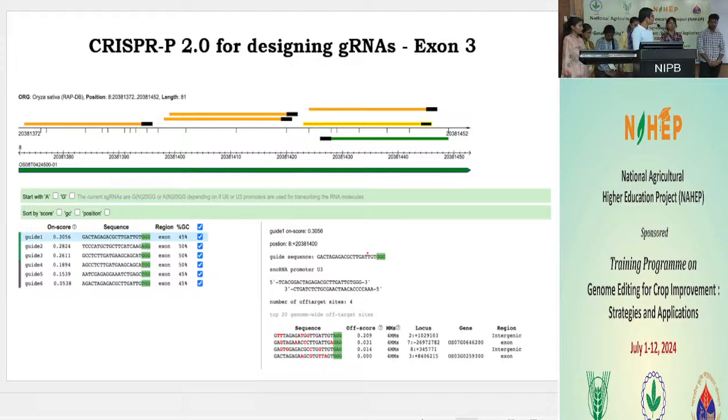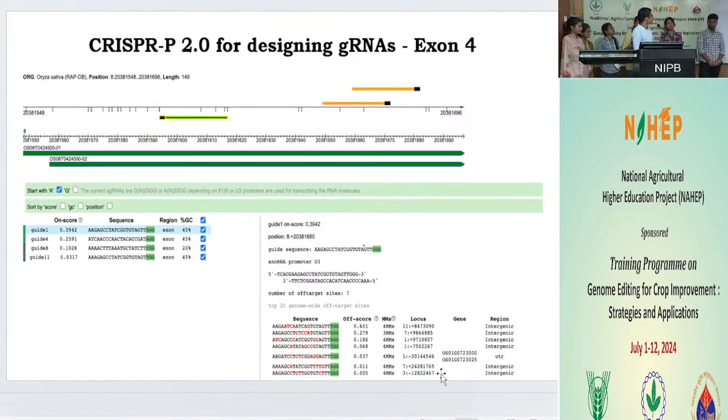We also found another guide RNA in the fourth exon, with around 40% on-target efficiency and no exonic off-targeting. Considering these two guide RNAs for our genome editing, because we have very little knowledge about how to design the linker between two guide RNAs, we just focused on one guide RNA, from exon 3 and 4. This is the guide RNA sequence, and we got the PAM sequence here.